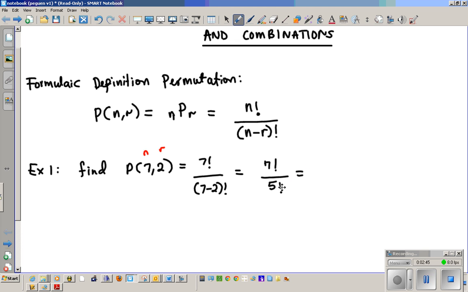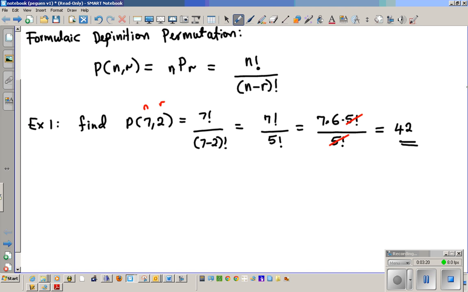Now, how do we simplify this? Using the definition of factorial, we can break this down all the way to 1, or we can stop at 5. So since we have a 5 here, we can just go 7 times 6 times 5 factorial, stop. I'm stopping there because I wanted to match the bottom so that they can cancel out. So these two cancel out, and the final answer is 7 times 6, which is 50. Oh wait a minute. 7 times 6 is what? 42. 7 times 6, which is 42. Okay? Alright, let's try another example.